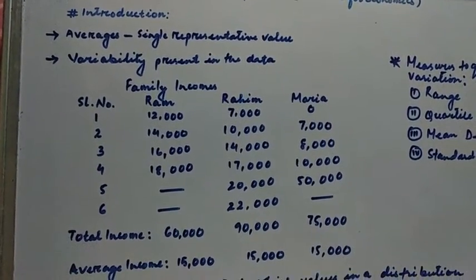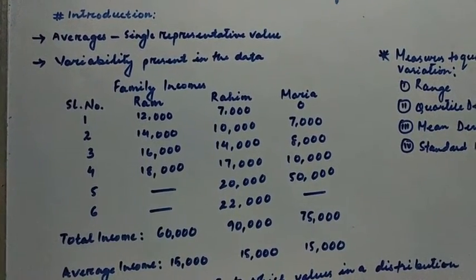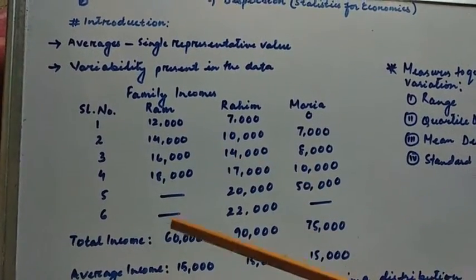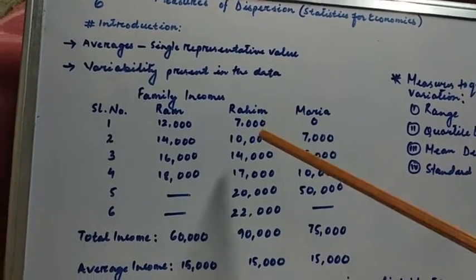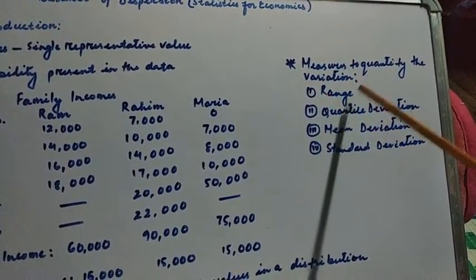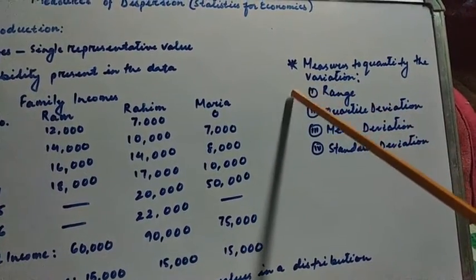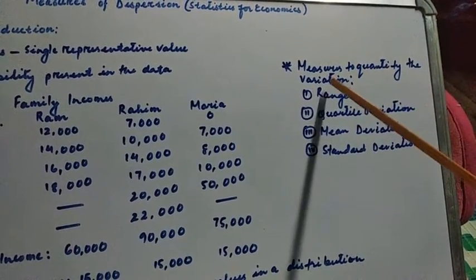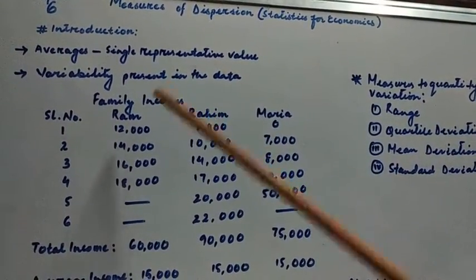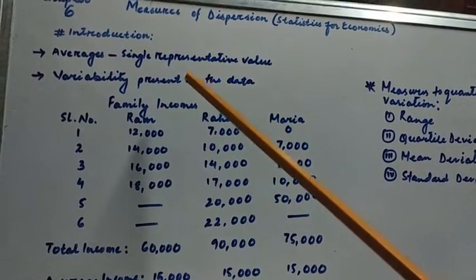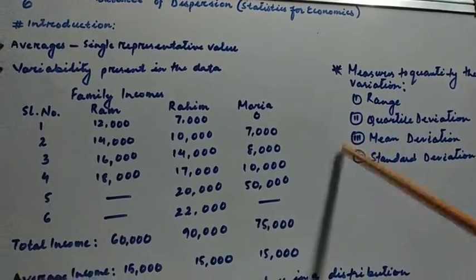In this chapter, you will study those measures which try to quantify the variability of data by using different methods, such as the range, quartile deviation, mean deviation, and standard deviation. These are the measures to quantify the variation, the difference, the variability that is present in the data. We are trying to quantify it through these measures.